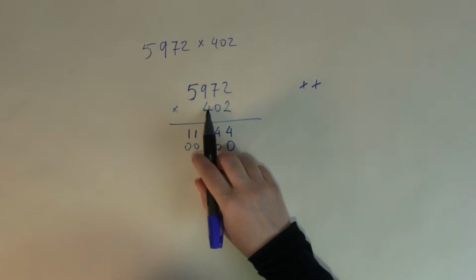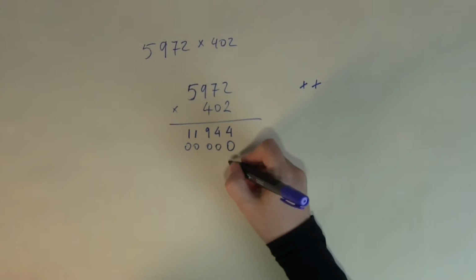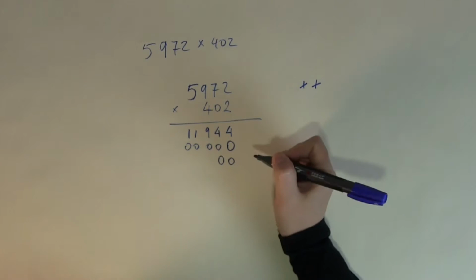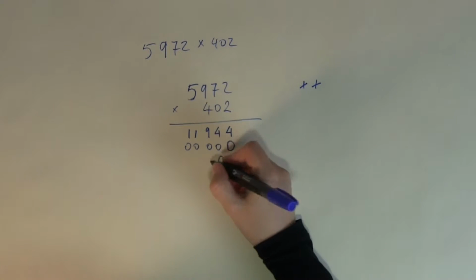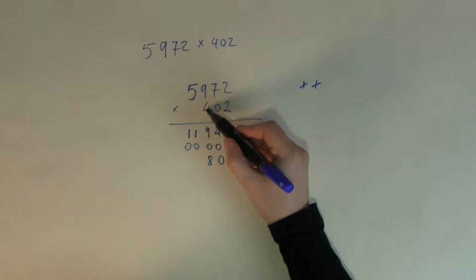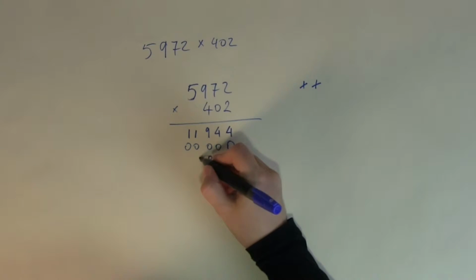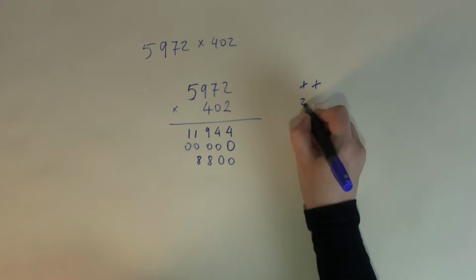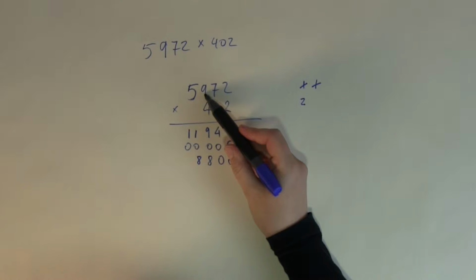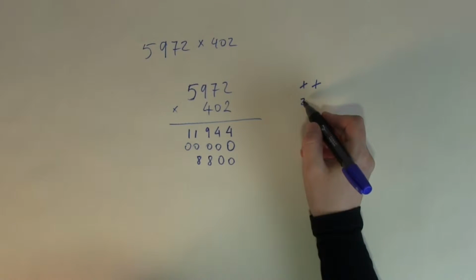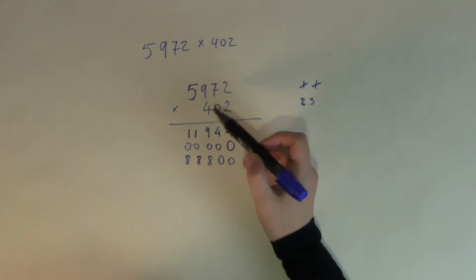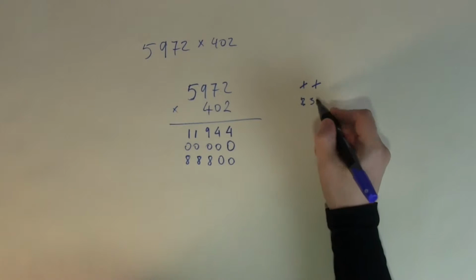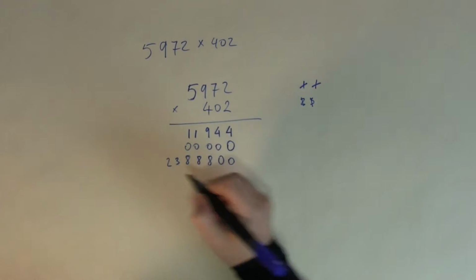4 is in the hundreds column. So at the moment, I'm multiplying by 400. So I need to start with 2 zeros, and then I can do the multiplication digit by digit. So 4 times 2 is 8, no carry. 4 times 7 is 28, I write down the 8 and carry 2. 4 times 9 is 36, plus that 2 is 38, so I write down the 8, carry the 3. And 4 times 5 is 20, add 3, gives me the 23.